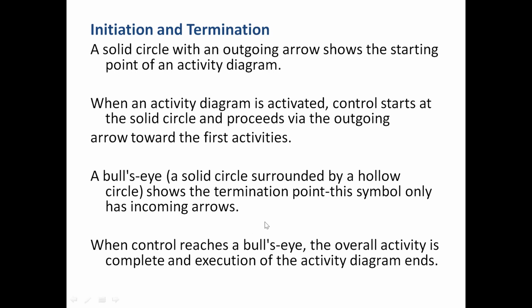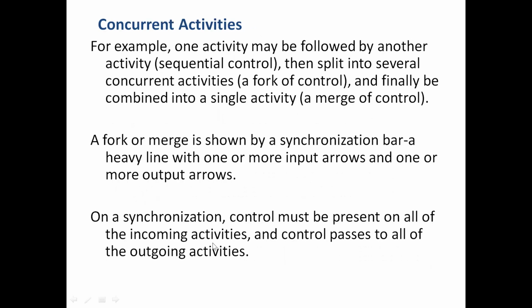And it has only incoming arrows. When control reaches a bullseye, the overall activity is complete and execution of the activity diagram ends, right? So always remember, when it comes to initiation, it always has an outgoing arrow. When it comes to termination, it has only an incoming arrow.